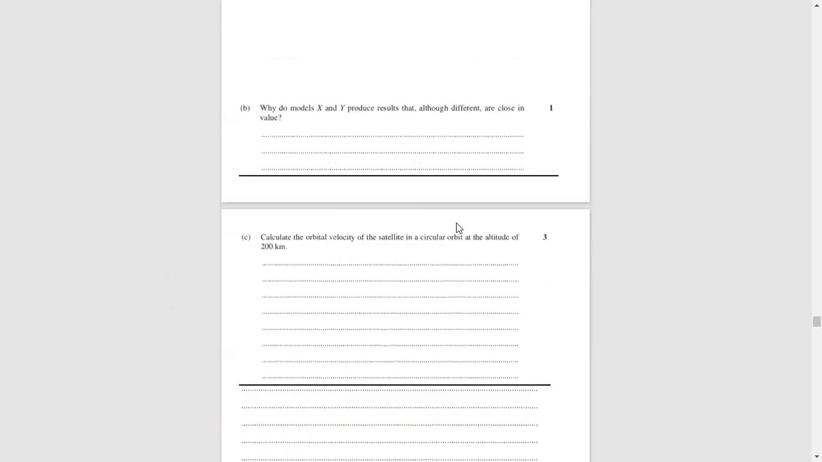Calculate the orbital velocity for a satellite in circular orbit at an altitude of 200 kilometers. Okay, that should be very straightforward. You just sub in the values of G, M, and R, and then you'll get your answer.